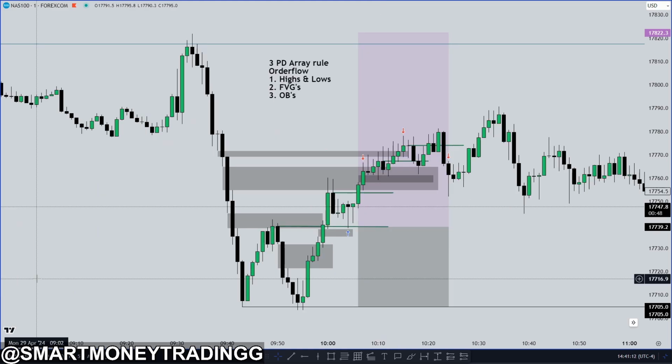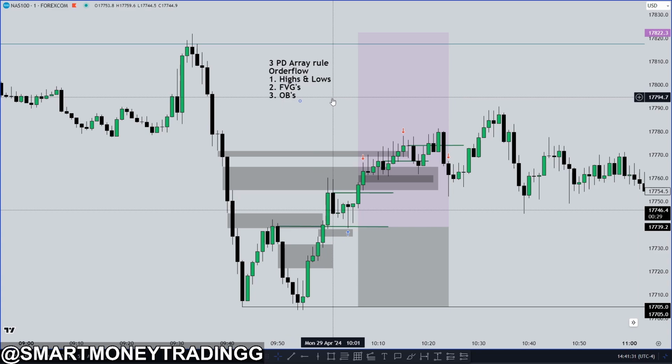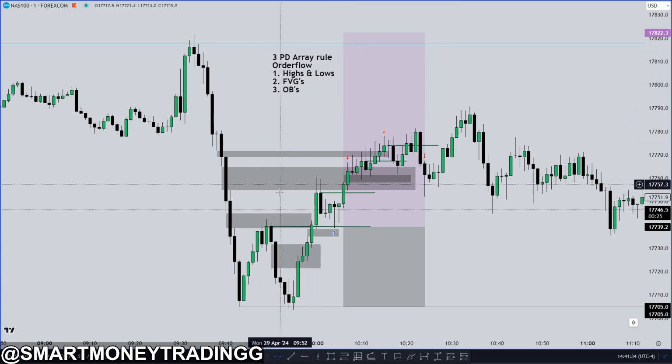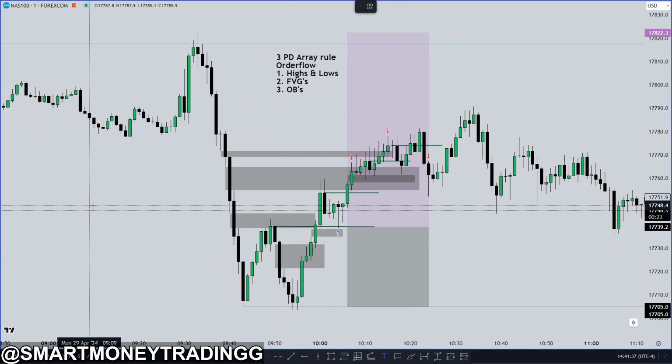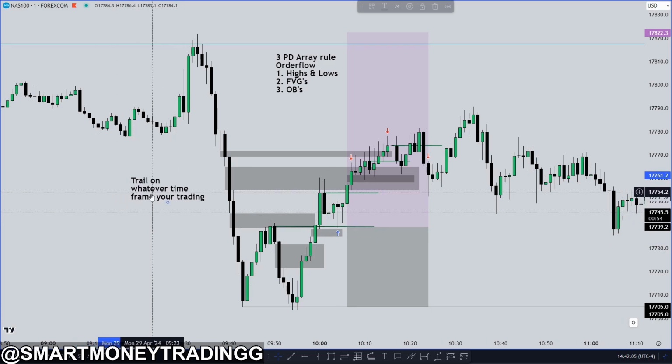All right, so in order to use the 3 PDA rule, you have to first understand what the 3 PDA rule is, and we're going to go very in depth about it here. First and foremost, you need to understand how you measure order flow. We made a video about this, but a quick summary is going to be highs and lows, fair value gaps, and order blocks and breaker blocks. You use the 3 PDA rule to show your stop loss on whatever time frame you're trading, and I think this is very important whenever you're using the 3 PDA rule stop loss.